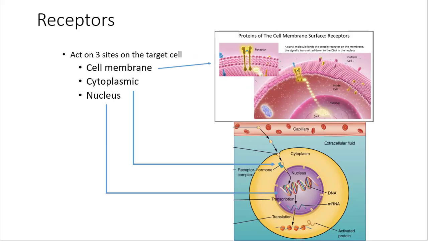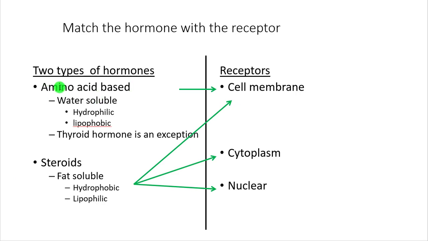Now we want to connect some dots with stuff that we learned previously. What were the types of hormones that we have again? The different types of hormones are amino acid-based hormones and steroid hormones. The amino acid-based hormones are water-soluble, hydrophilic, another way to say that is lipophobic, and then we have steroid hormones, which are fat-soluble or hydrophobic.